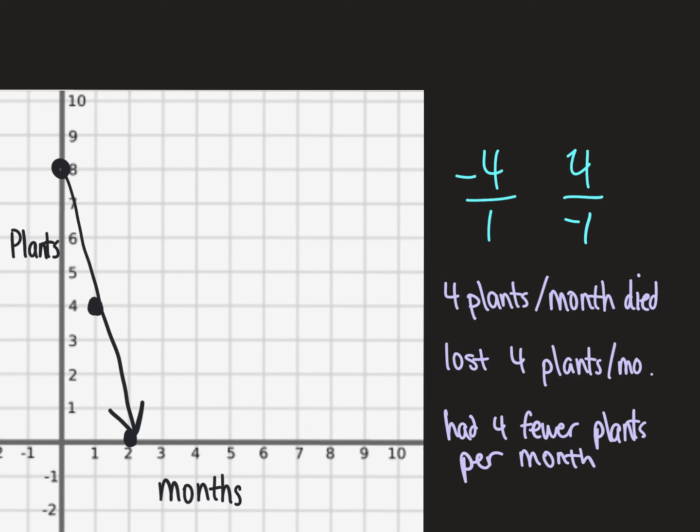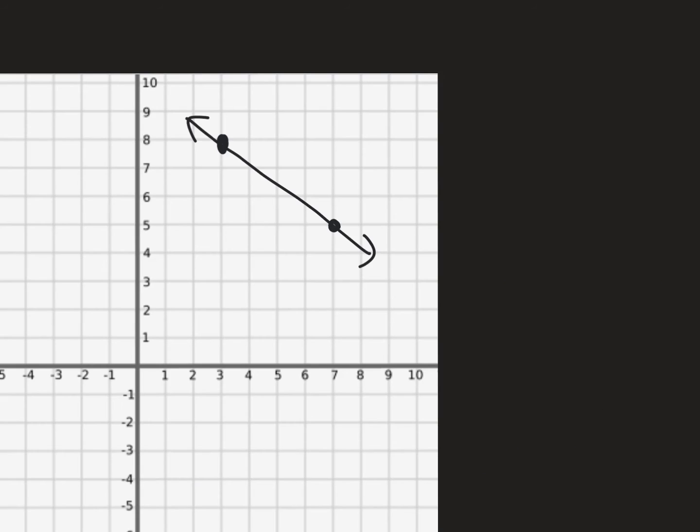All right, maybe you typed in something like 4 plants per month died, or you lost 4 plants per month, or you had 4 fewer plants per month. But we're dropping 4 plants every month, dropping 4 more plants every month. In our second lesson, they want to know the rate of change, but the dots, the line could be anywhere.